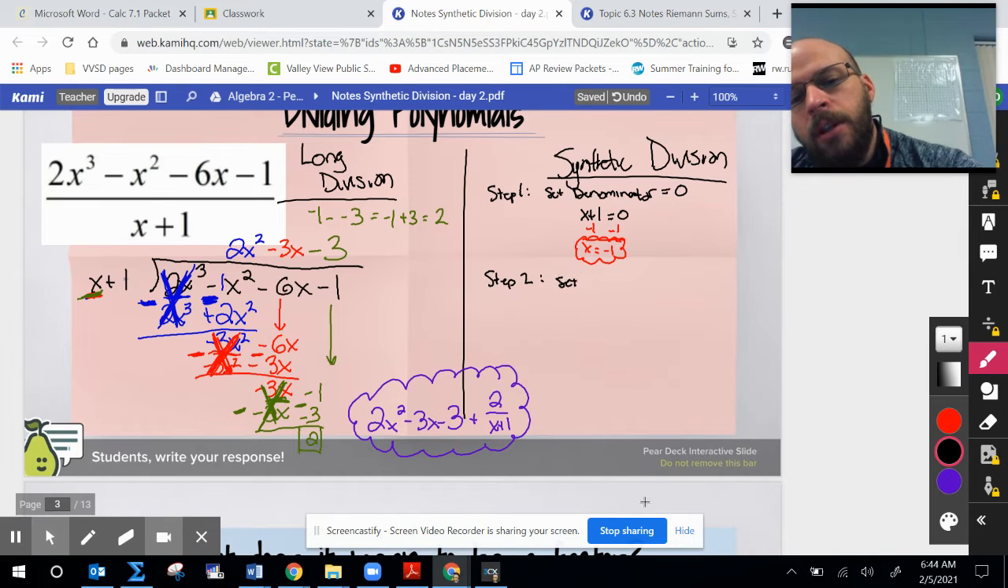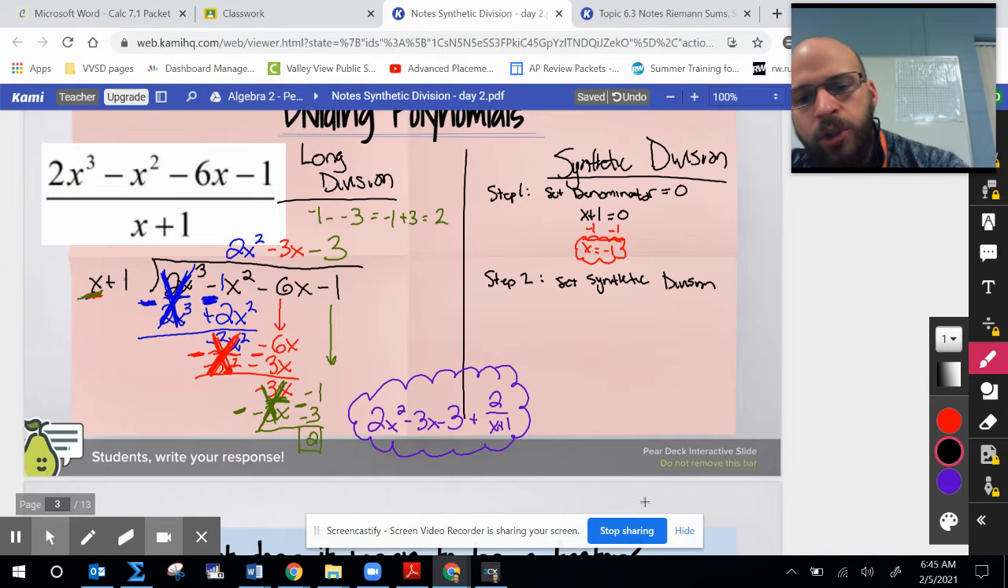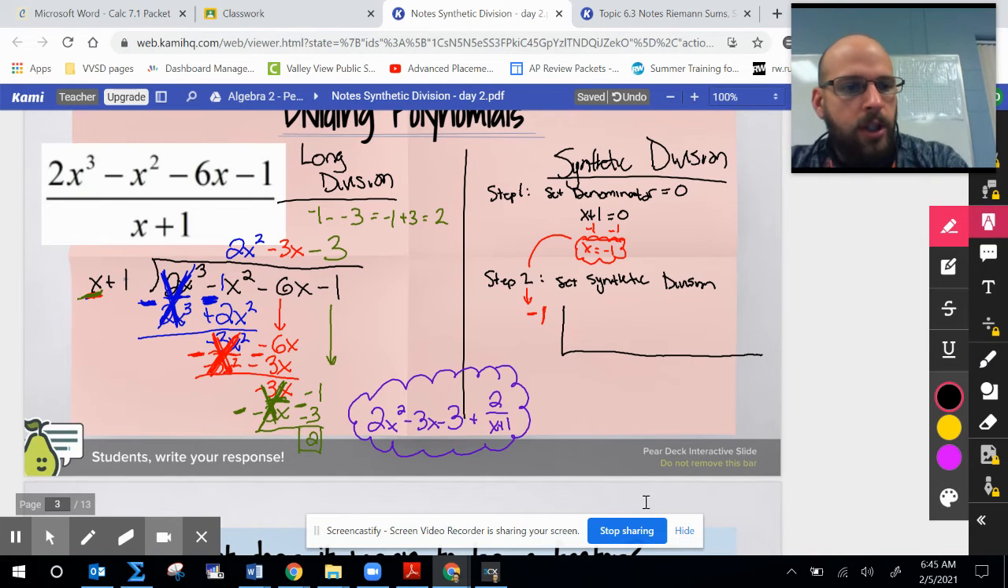Step 2, watch how I do this. We're going to set up synthetic division. To set up synthetic division, I draw this big L. On the outside goes this number, this negative 1. On the inside, I want you to look at the numerator. Look at the original problem that we're dividing. I'm going to take all the coefficients and put them in a row on the top of this L.